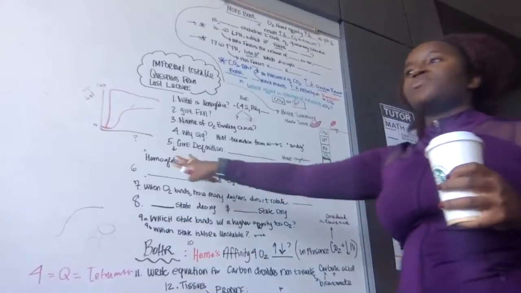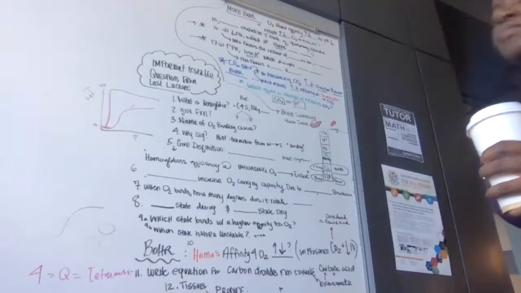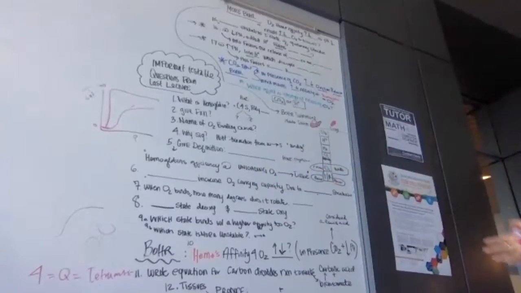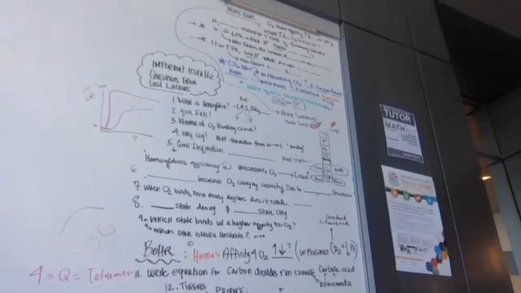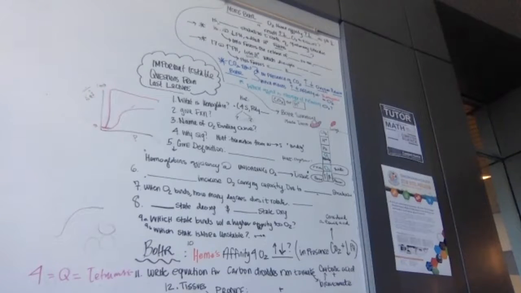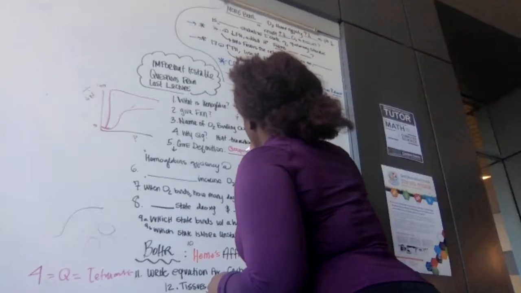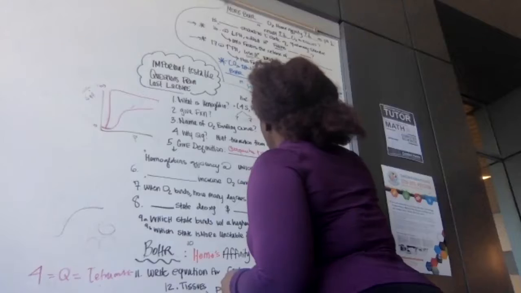Hemoglobin's efficiency at unloading O2 to the tissue. Yeah. So that can be phrased in multiple ways, but I feel like this is maybe one way that she might pose it because this is directly from the lecture. So the answer is cooperative. Yeah, let me write it right here. Cooperative transport. And why is that important?